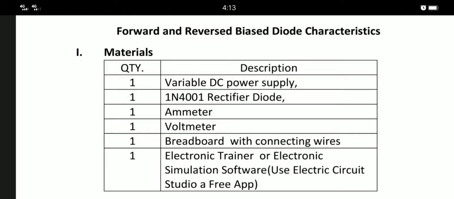Proceeding with the next laboratory activity, here we also have the materials needed and their quantities. And by the way, I have used the Electric Studio app in this experiment. To continue, this laboratory activity is mainly focused on the characteristics of forward and reverse bias semiconductor diodes.